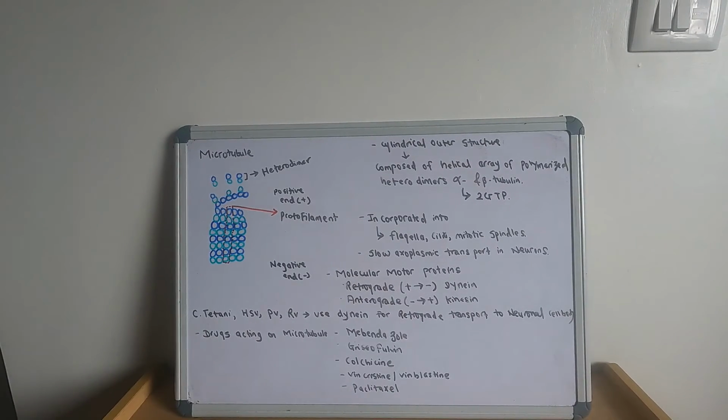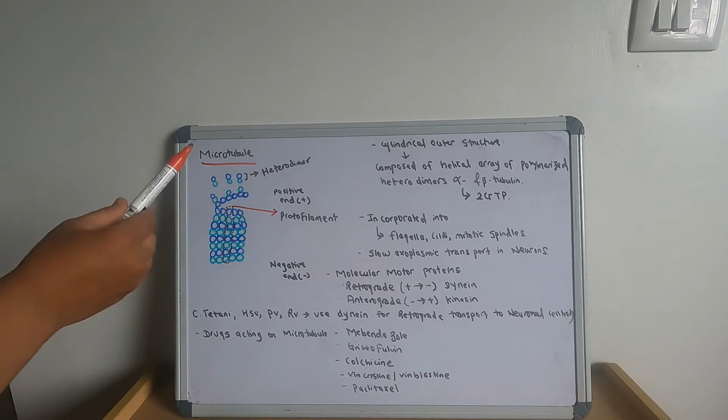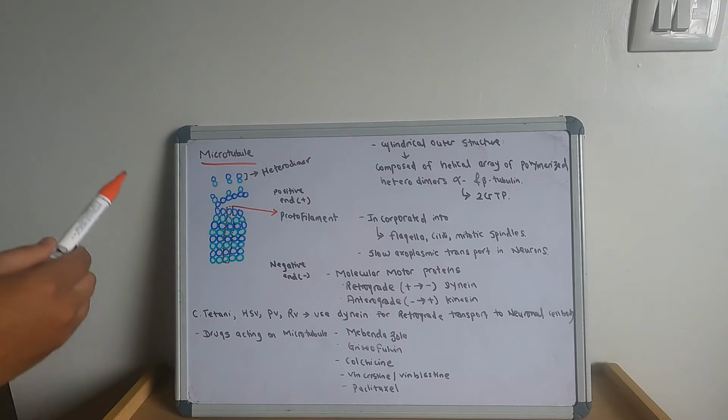Now let us move towards the microtubule. As I have already said, microtubule examples include cilia, flagella, mitotic spindle, axonal trafficking, and centrioles. Their main predominant function is movement and cell division. The microtubule is a cylindrical outer structure composed of a helical array of polymerized heterodimers of alpha and beta tubulins.